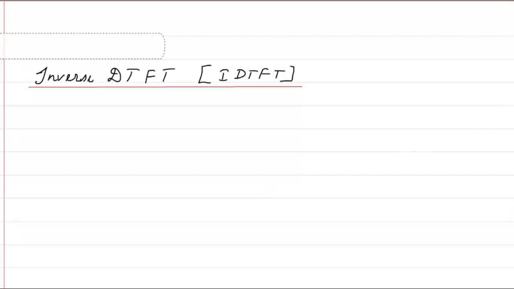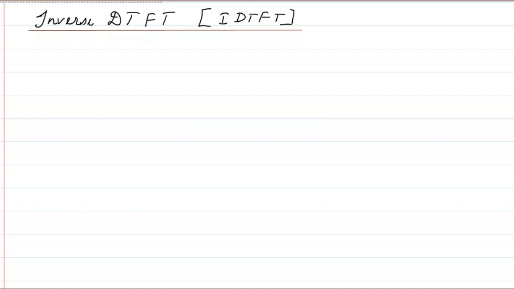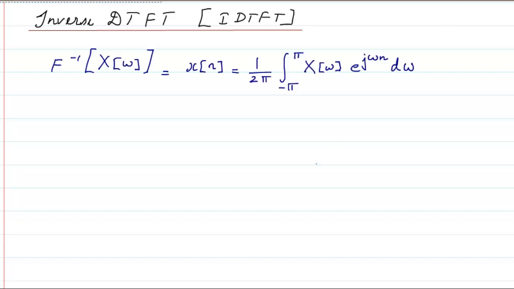Hello students, next we will start with the inverse discrete time Fourier transform, also known as IDTFT, or sometimes just called the inverse Fourier transform. The basic equation of inverse DTFT is already discussed. I will once again write it. That means that the Fourier inverse of X of omega will give us the sequence x of n from this particular equation.